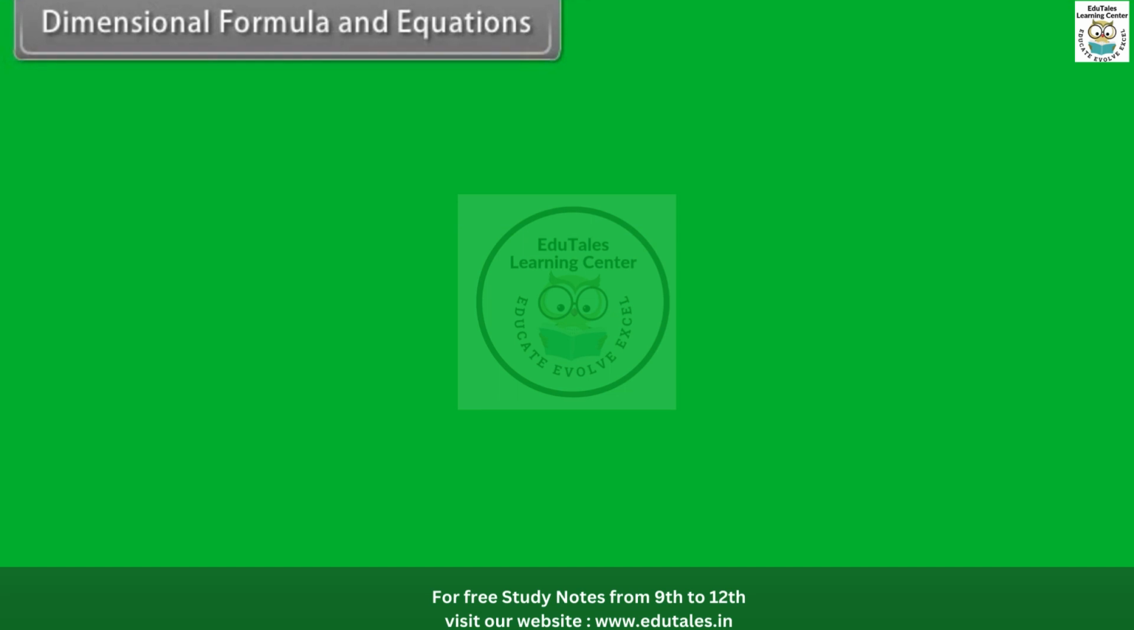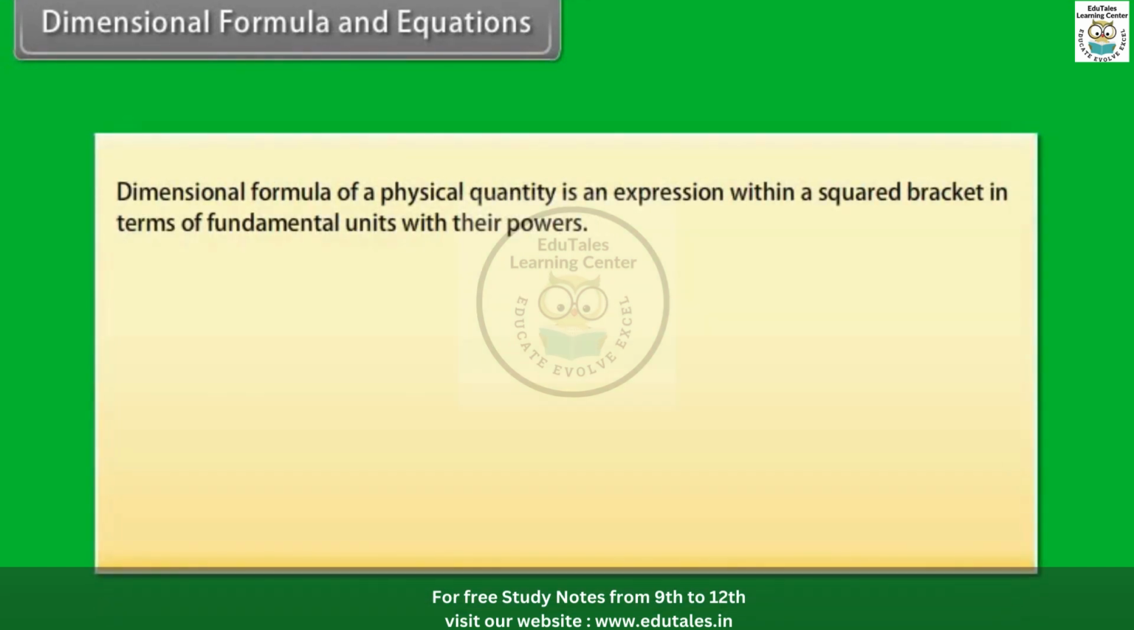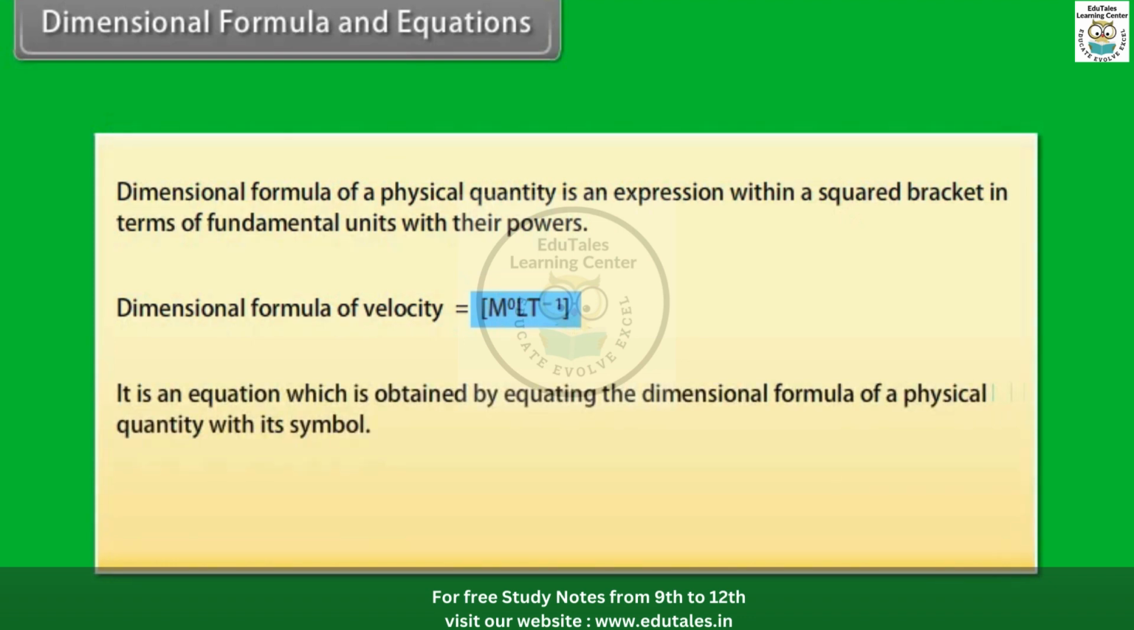Dimensional formula and equations. Dimensional formula of a physical quantity is an expression within square brackets in terms of fundamental units with their powers. Let us take an example. Dimensional formula of velocity is [M^0 L T^-1]. A dimensional equation is obtained by equating the dimensional formula of a physical quantity with its symbol. Let us take an example. Dimensional equation of velocity is V is equal to [M^0 L T^-1].